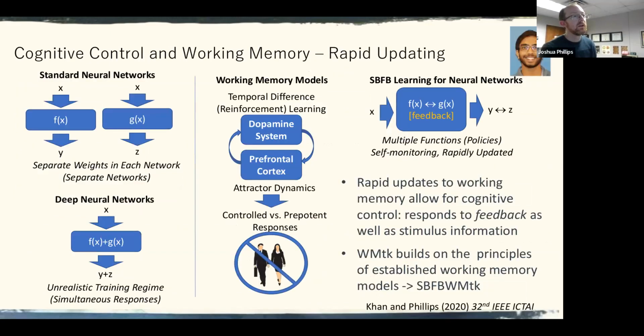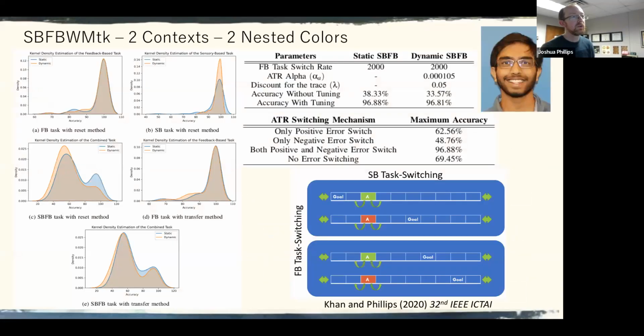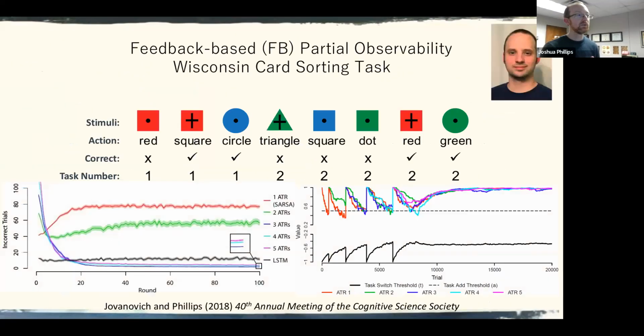Some of the working memory work had another model, not deep learning based, that also used working memory to solve sensory-based tasks as well, so not just feedback-based switching. What I mean by that is we have these little tasks, and I'll switch back to this other one. This will tell you about it.